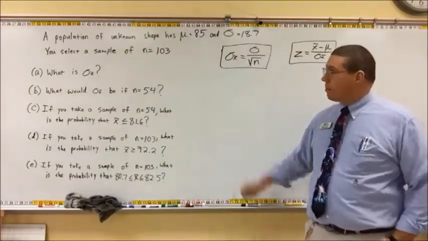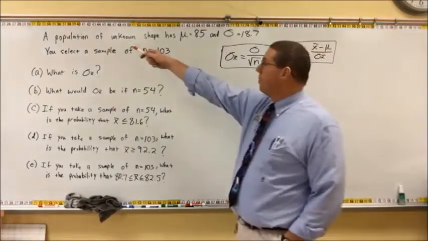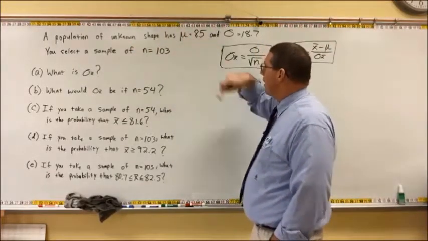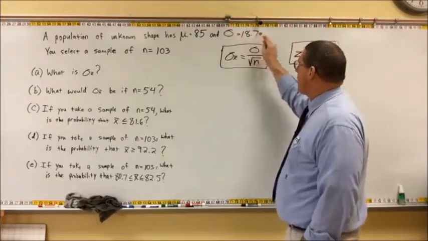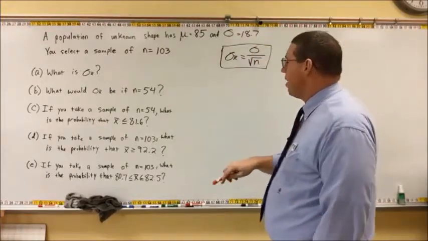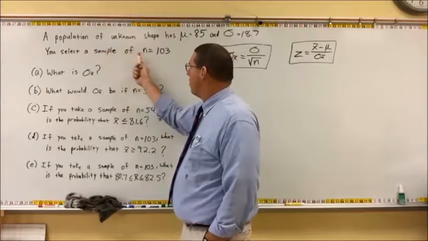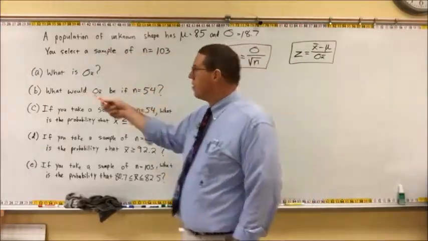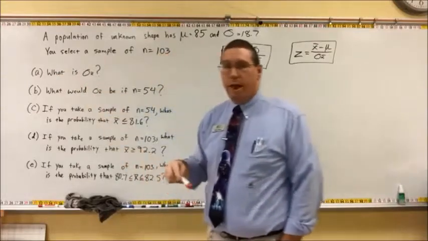All right, folks, here's another situation. We've got a population of unknown shape that has a population mean of 85 and a population standard deviation of 18.7. You're going to select a sample of 103 units. The first question says, what is the standard error?